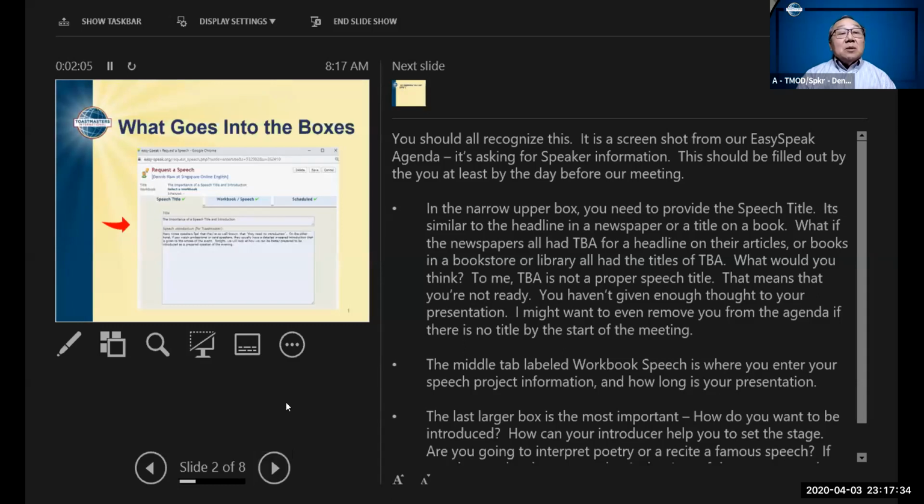And if you look in the middle of the screen, there's a real narrow box. And this narrow upper box is where you need to put in a speech title. It's similar to the headline in a newspaper or a title of a book. What if newspapers all had TBA for a headline in their articles, or books in a bookstore or library all had TBA? What would you think?